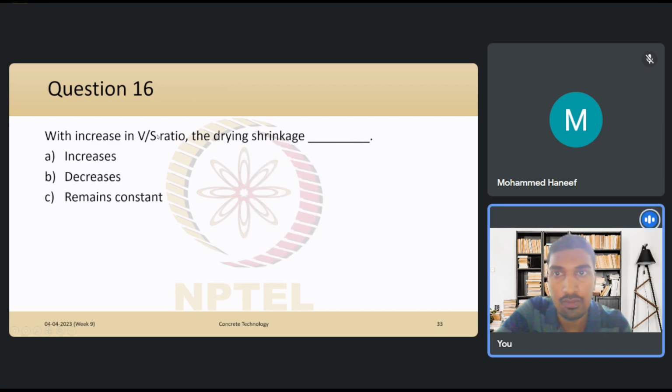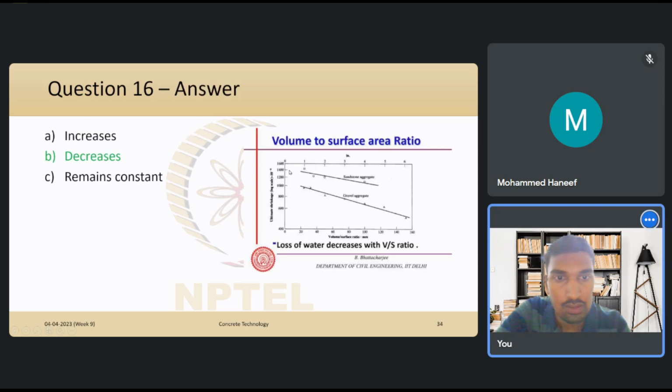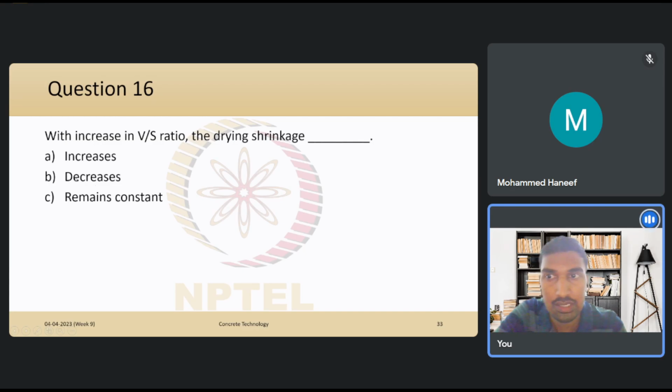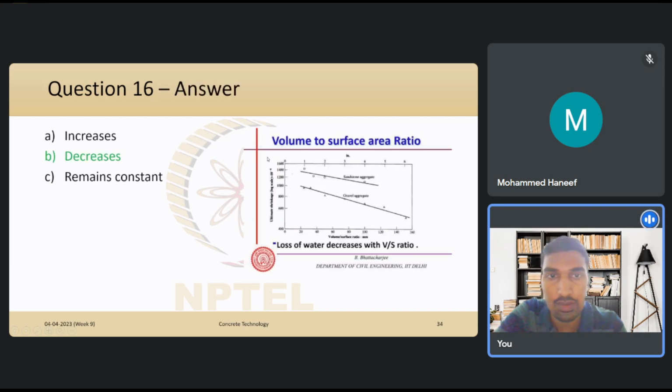When the V by S ratio increases, drying shrinkage will decrease. That is true, and we can see it from this graph. On the x-axis we have the V by S ratio in mm, and on the y-axis we have the ultimate shrinkage, right? And what we see is that for different types of aggregates, as the V by S ratio becomes larger, the ultimate shrinkage is going down, it is reducing. So the larger the V by S ratio, the lesser the shrinkage, right? Therefore the right option is B, the drying shrinkage will decrease. But why is it correct? Because here we are talking about the volume to surface area ratio, right?